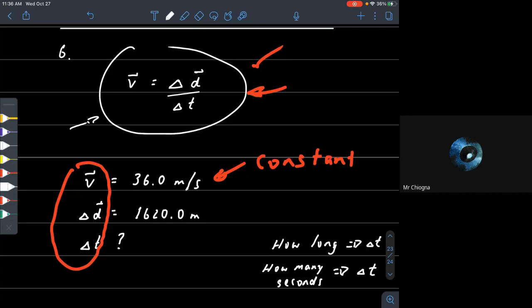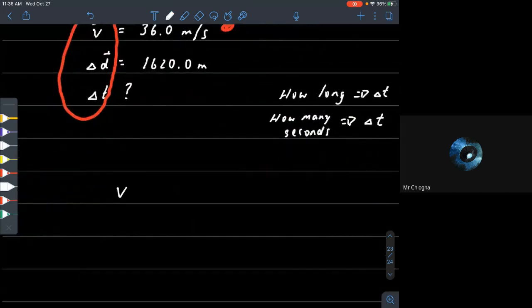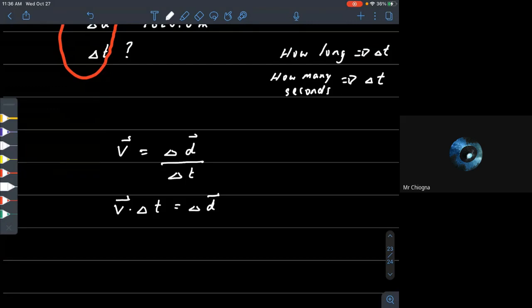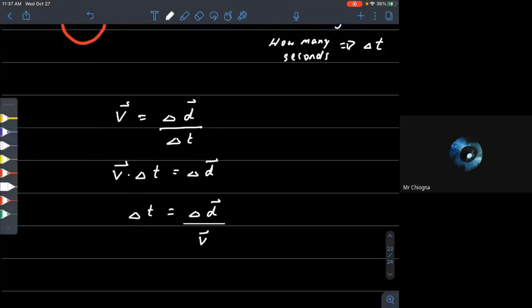Okay, now I have to solve for the time. You already know how to do it, but I'll just remind you. Cross multiply, you get this. That's your equation for displacement. And then divide out the velocity on both sides. That's it.